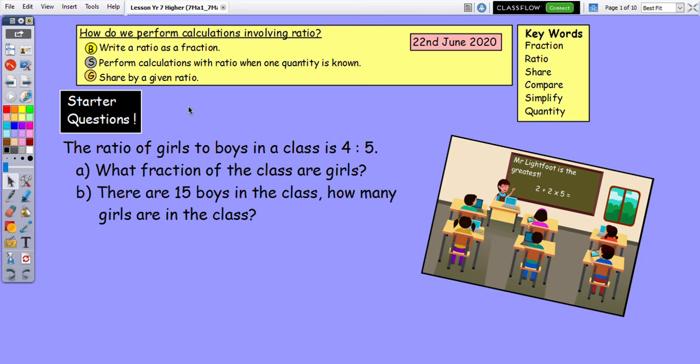We're going to do another lesson on ratio. I have introduced the idea of ratio in previous lessons. So this lesson, we're going to recap ratio as a fraction. We're going to perform a few calculations involving ratio when one of the quantities is known, and we're going to share by a given ratio.